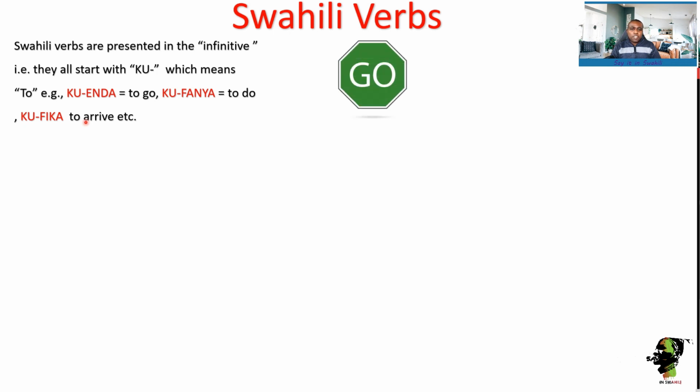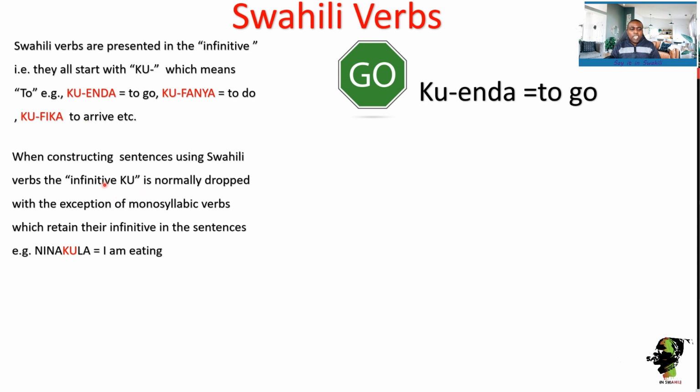But rule number 2 is that the infinitive ku is normally dropped when you're constructing sentences. When you have long verbs, that ku, you will not find it. But there are some exceptions, and one very important exception is for monosyllabic verbs, which are very short, for example, 4-letter verbs, or you can say 2-syllable verbs. Those verbs retain their infinitive ku when you're constructing a sentence.